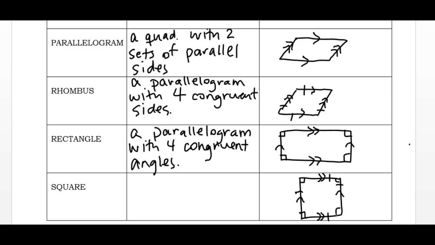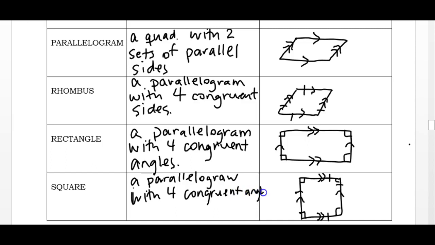So I could call it an equilateral quadrilateral. I could call it an equiangular quadrilateral. I can call it a regular quadrilateral, but I'm going to list all the pieces of it. So it's a parallelogram with four congruent angles and four congruent sides.